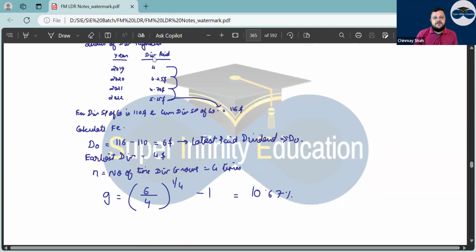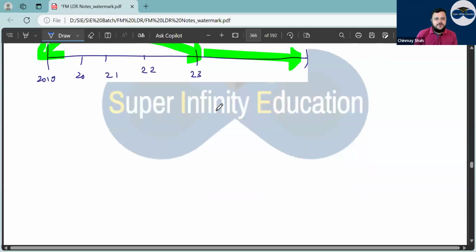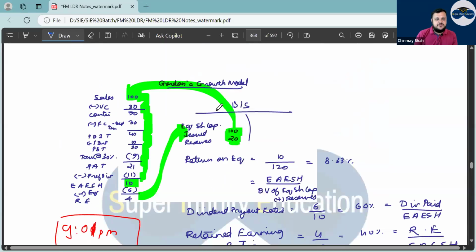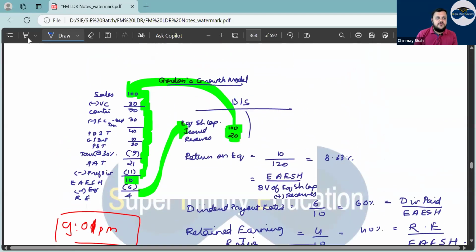Growth rate, you'll find what? 6 divided by 4. And it has grown how many times? 1, 2, 3, and 4. The growth rate is 10.67%. Then you have nothing but Gordon's growth model.